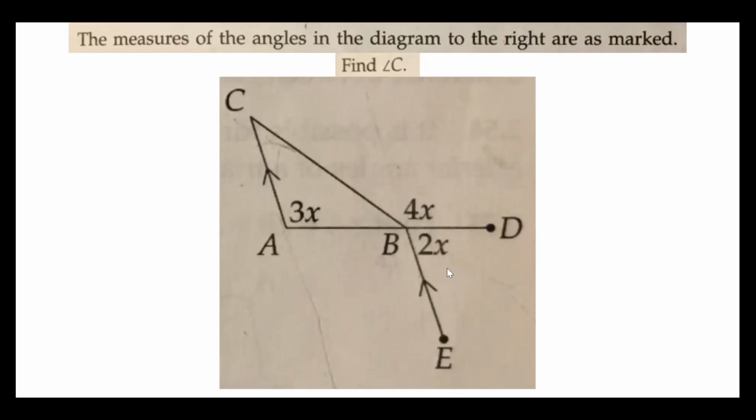Oh, and I do want to point out, in case you don't know, this notation that I'm circling right here, this means that the two lines are parallel. If you see arrows like this in the same direction, it means they're parallel.